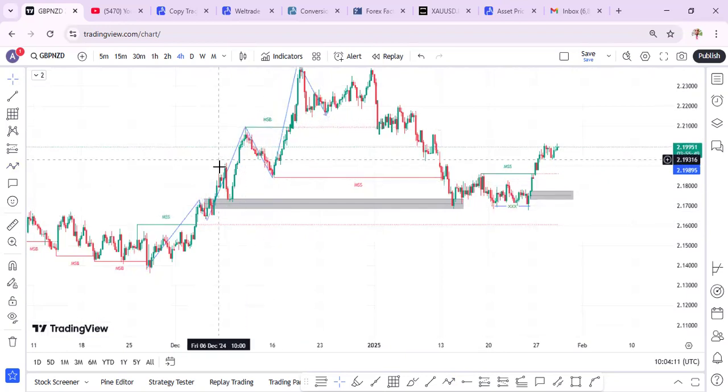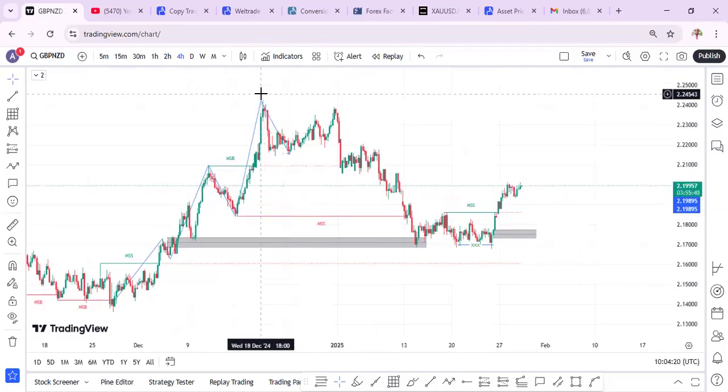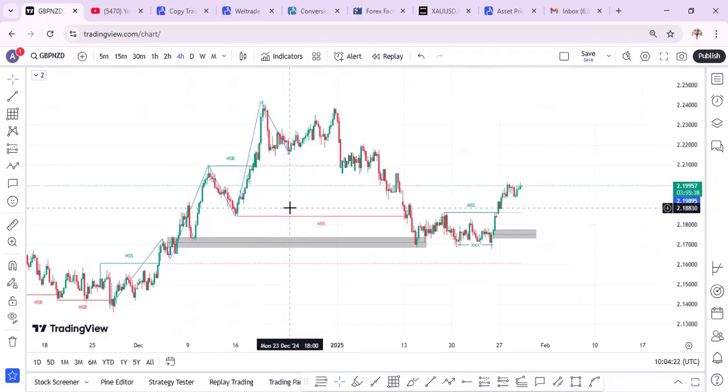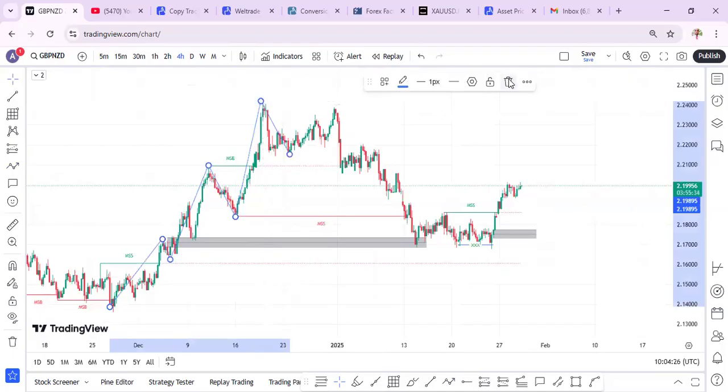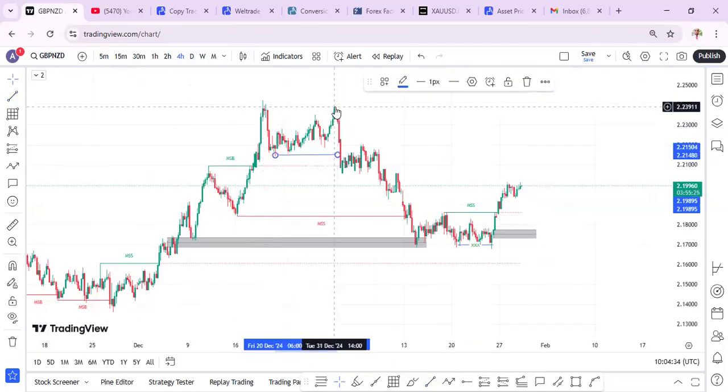So even before then, there's one here. The price came back, break of structure, pullback, then break of structure. So this is the last low now. This was the last low that price creates before moving up. So on no occasion must this low be violated.